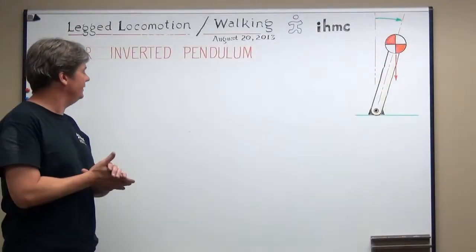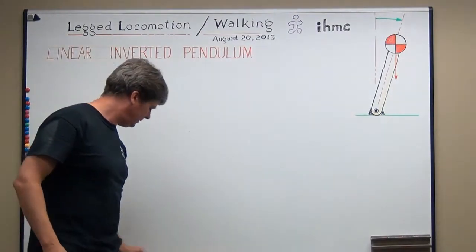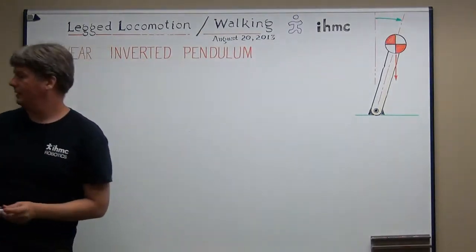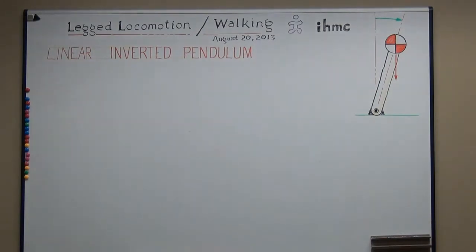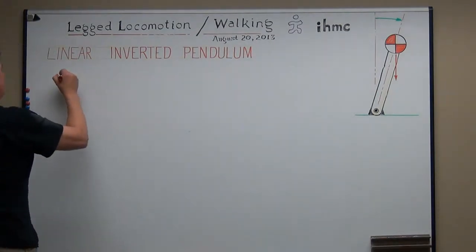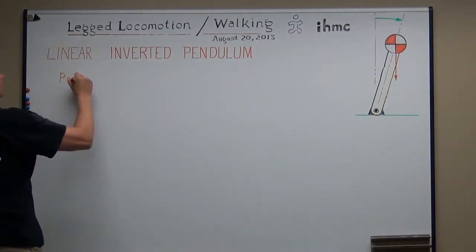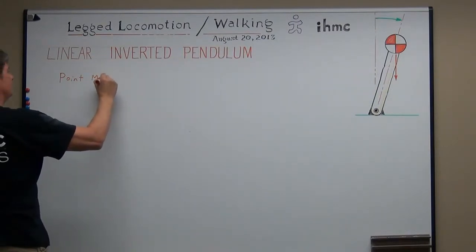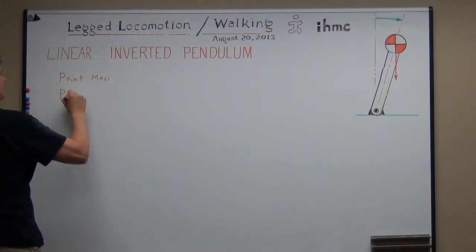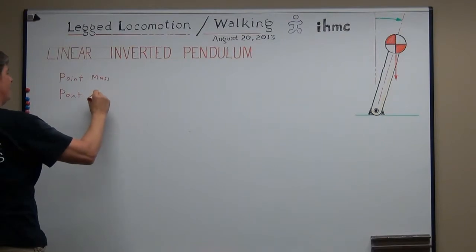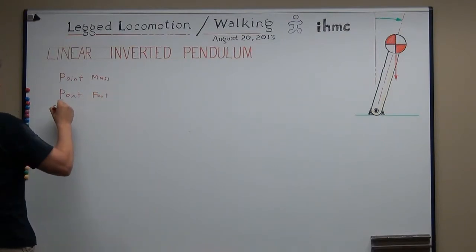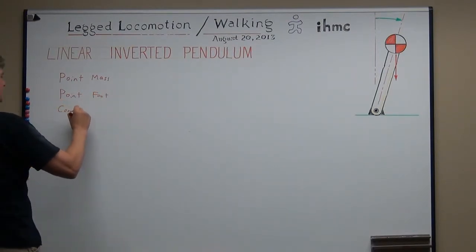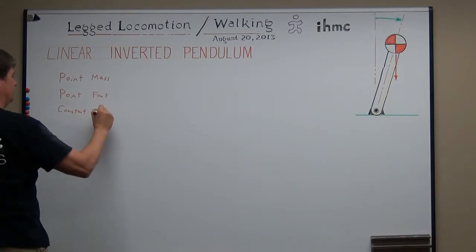Alright, so we're going to do the linear inverted pendulum model for walking. Is it just simple? Very simple. So we have a point mass again. Stick with the point foot for now. And what will make it all linear is the constant center of mass height.